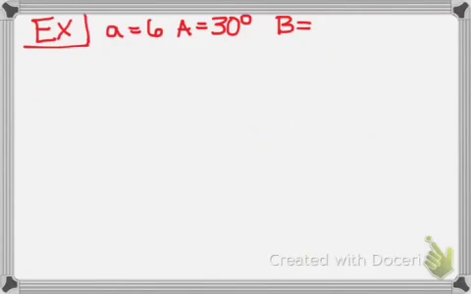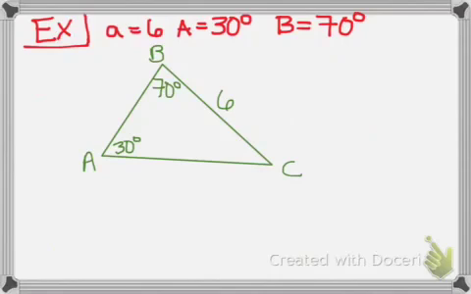So for example, if you have side A equals 6, the angle A equals 30, and the angle B equals 70. It's easy to find the angle C because we know it has to be 80 degrees, because 30 plus 70 is 100, and we need 180 degrees total in the triangle. Then we know one side is 6. So from here we use the law of sines.